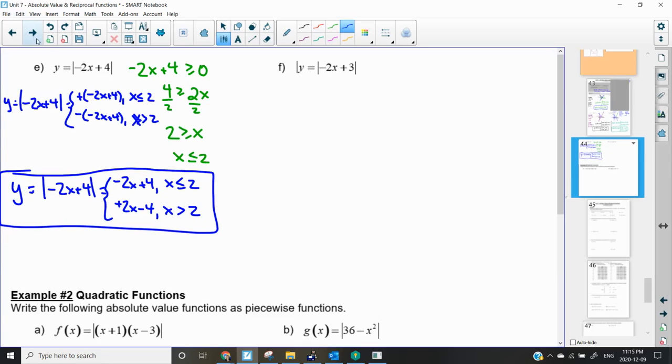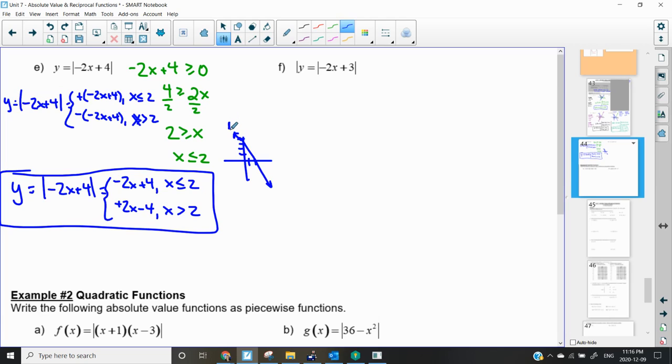Now, again, if it would be helpful, you could be sketching these graphs to double check. We could take a look. We know that negative 2x plus 4 is going to have a negative slope and a y-intercept of positive 4. That graph is going to cross at 2. So we're going to have a graph that looks something like this.